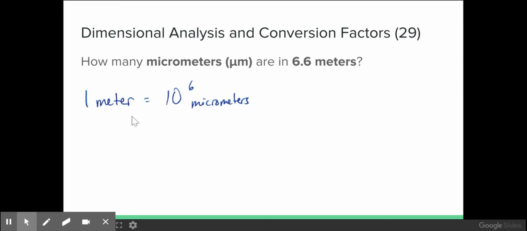And when you divide equivalent things in math, you get the number 1. And that's how this whole process works. We're not changing the actual value of the number. We're simply changing the units with which it's being expressed.